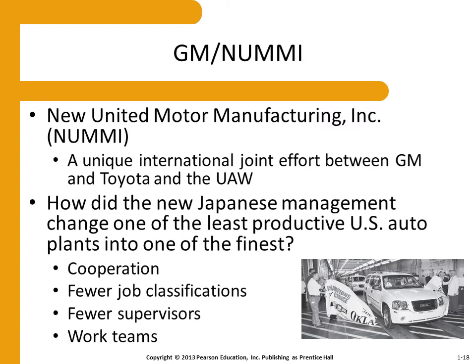So we also want to talk about this NUMMI, or New United Motor Manufacturing Inc., venture. What this was, was a unique international joint effort between General Motors and Toyota and the United Auto Workers. In 1962, General Motors had built a new Chevrolet plant in Fremont, California, but by 1982, the plant's constant labor problems were blamed for poor quality, low productivity, and high absenteeism, and General Motors decided to close the plant.